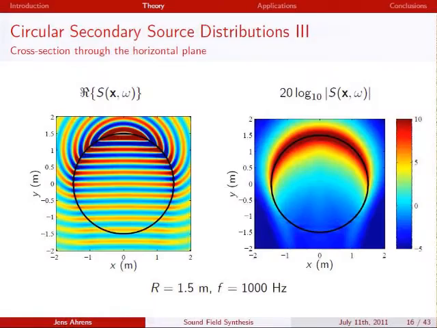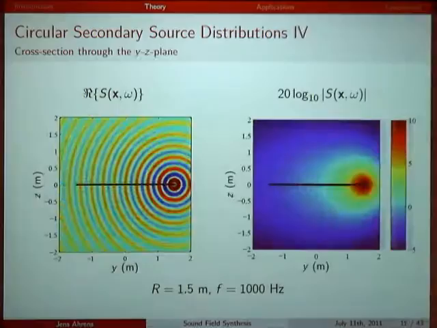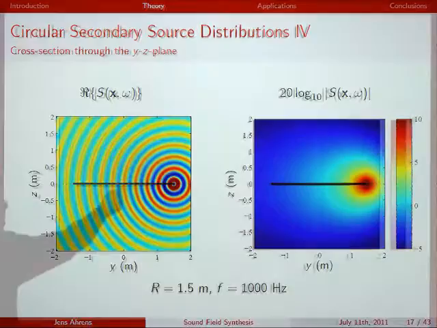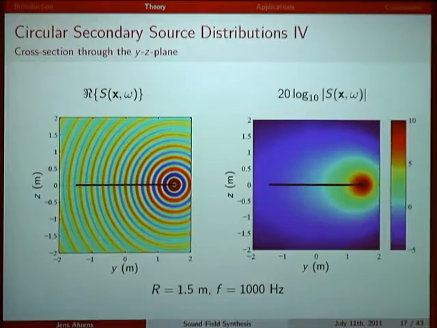And again, if we look from the right-hand side onto the plane that is perpendicular to the screen, it looks very different. This is again the secondary source distribution, the plane wave. Inside the horizontal plane, it travels to the left, but outside of the horizontal plane, of course, the sound field is very different from what we want to have. And another quick last example.